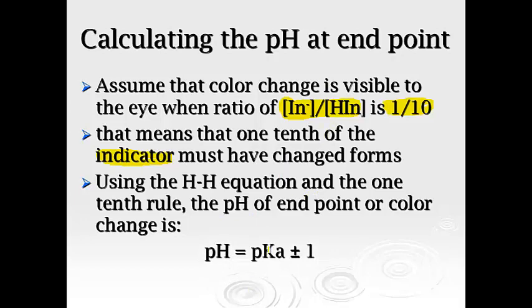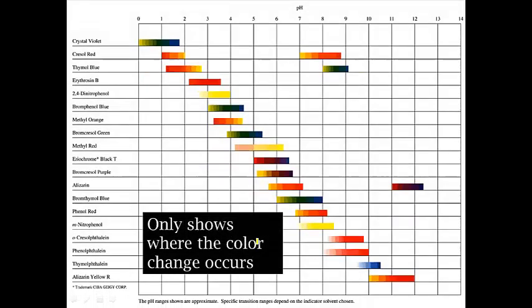Using the Henderson-Hasselbalch equation and the 1/10 rule, the pH of an endpoint or color change, and we saw this with the pKa lab, is equal to pKa plus or minus 1. So it's very close, and we can use that because we know Ka values of weak acids, we know goals for pHs, so we can use that to our advantage. Now here is a chart. This one is in your textbook.